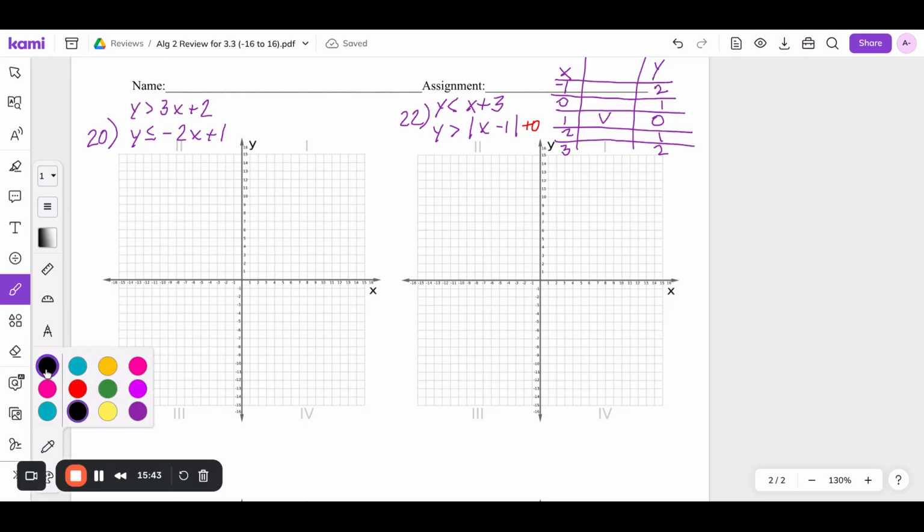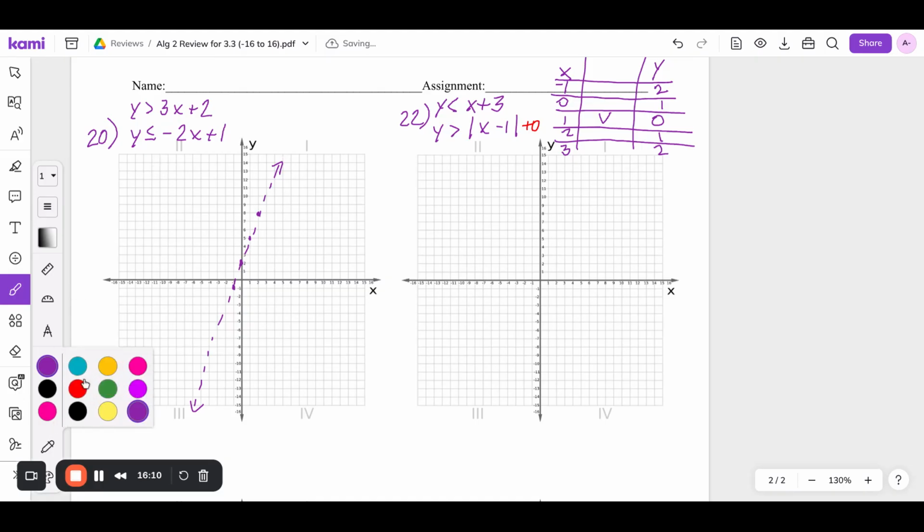Again, they are both in y equals mx plus b form. Graph the first one: 2, and then I'm going to go up 3, to the right 1, up 3 to the right 1, or down 3 to the left 1. It is a dashed line because it is not equal to, so we're going to dash the line.